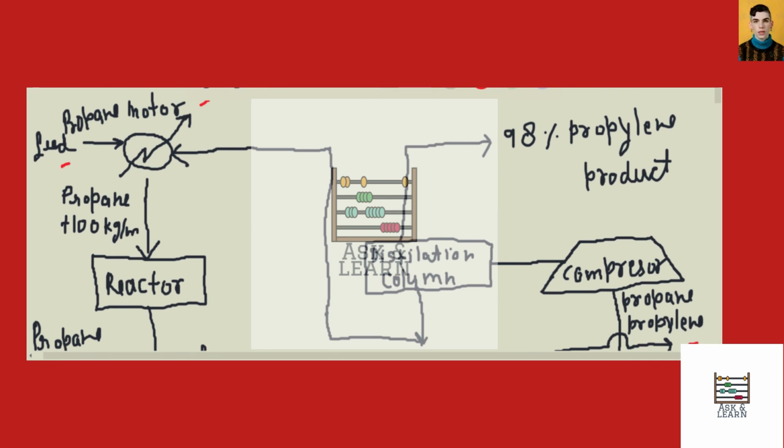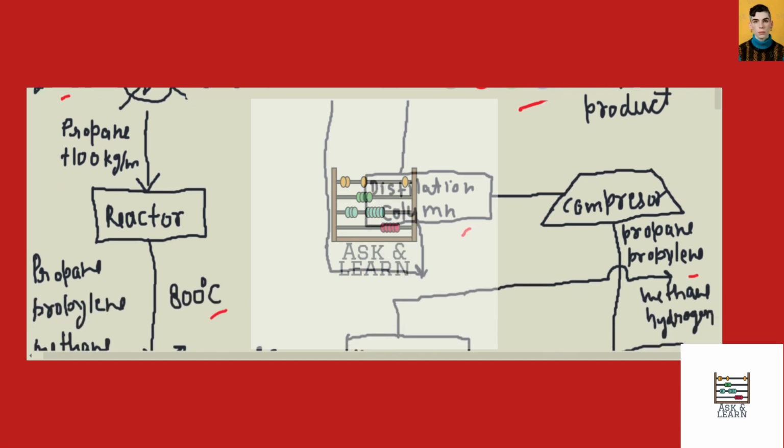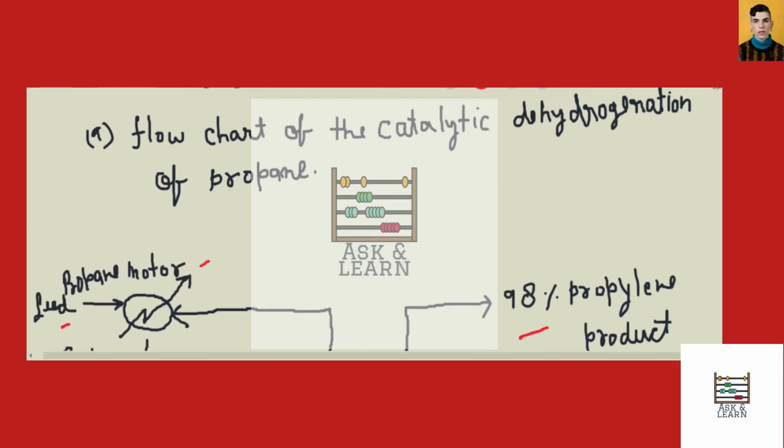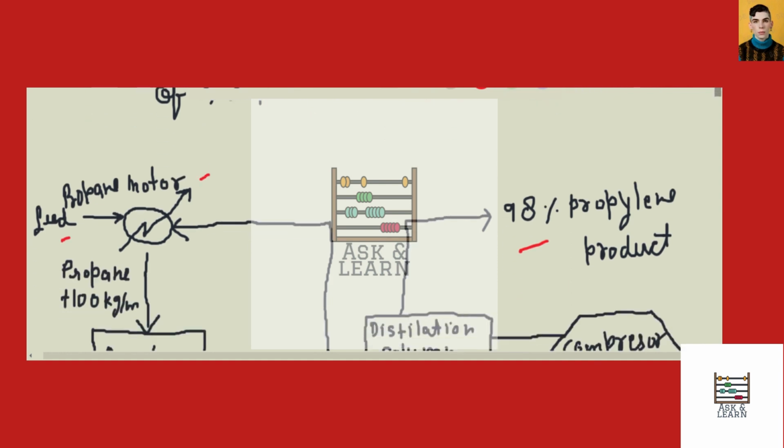From here to here, this is the distillation column, and this is 98% propylene product. And when the distillation column is compressed by the compressor, then the propane and propylene are present. And this was the flow chart of the catalytic dehydrogenation of the propane.